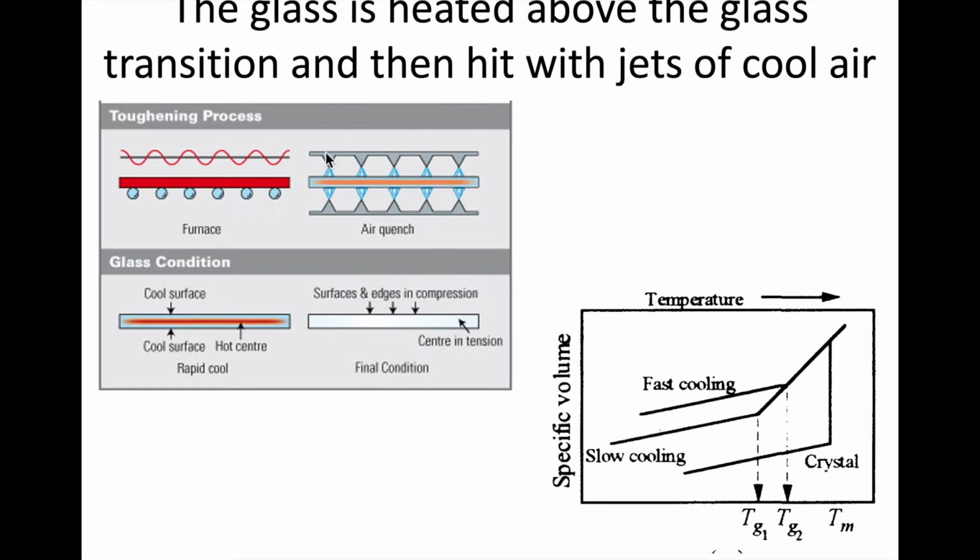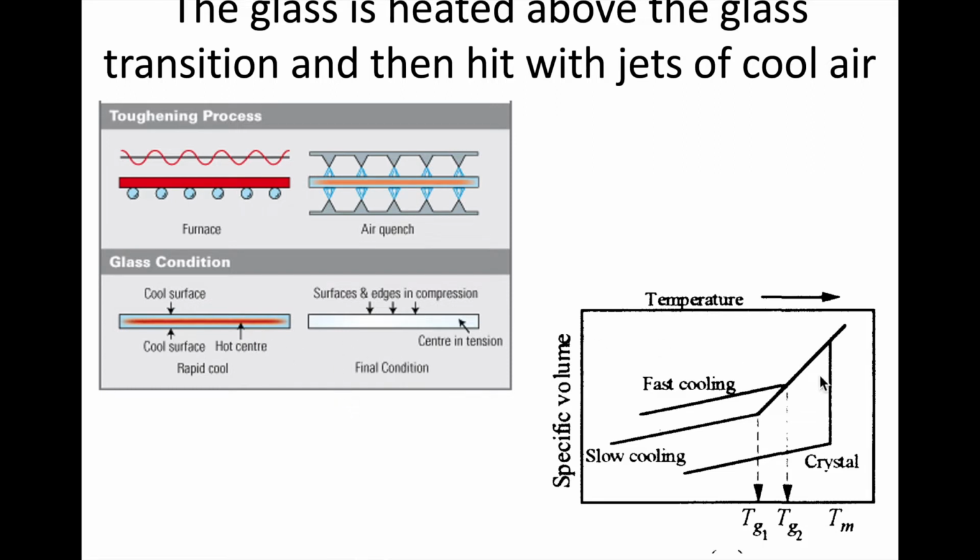They call it an air quench here, and what that does is rapidly cool the glass. More specifically, it rapidly cools the exterior of the glass, so you have a very cool surface. However, the interior of the glass remains fairly hot, because the glass itself is a poor conductor of thermal energy. So the interior remains hot, and it cools at a much slower rate.